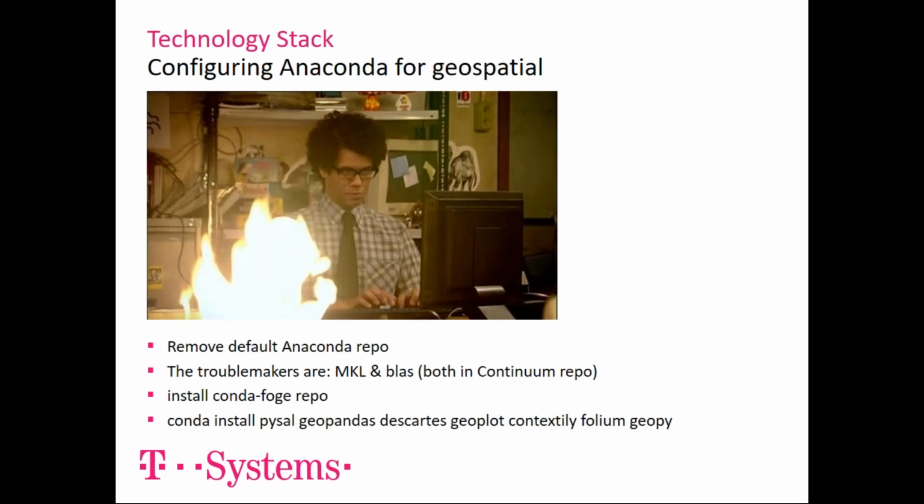So this is an image from one of my favorite shows, IT Crowd. And actually, when you try to set up Anaconda for working with geospatial data, this might be some hassle if you're not aware of the fact that the Anaconda default repo comes with 2 libraries, which are MKL and BLAST. They cause a lot of trouble. So what you have to do is remove the default Anaconda repo and install the Conda Forge repo, and with that, the libraries that you will use for geospatial analysis. And once you've done this, which is going to take you approximately 2 hours or so, you're good to go.